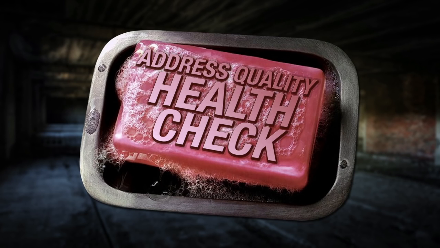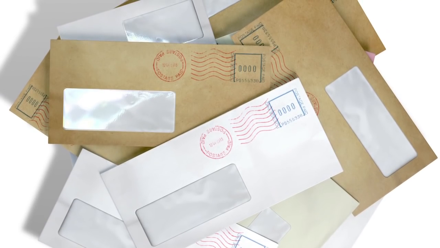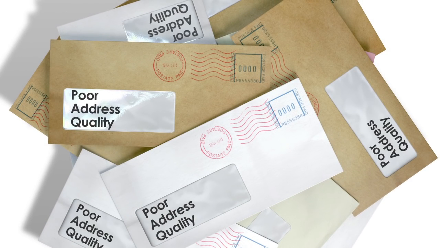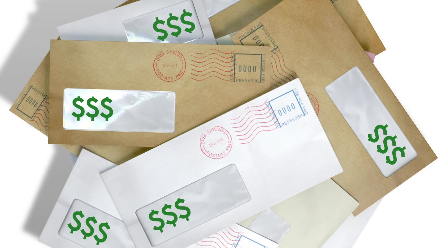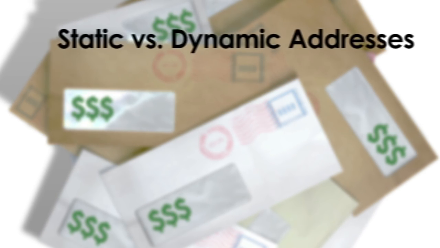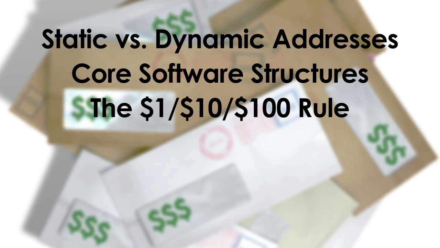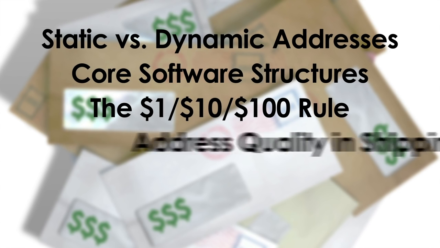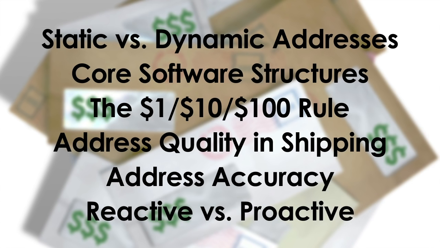As always, I'm your host, Andy, and today we'll be focusing on address quality in your business. I'm sure most of us have heard the saying, an ounce of prevention is worth a pound of cure, right? Well, today's webinar will show you how poor address quality can quickly get out of hand, but the right approach can save your business a lot of money. Our topics today are static versus dynamic addresses, core software structures, the $1, $10, $100 rule, address quality and shipping, address accuracy, and reactive versus proactive.